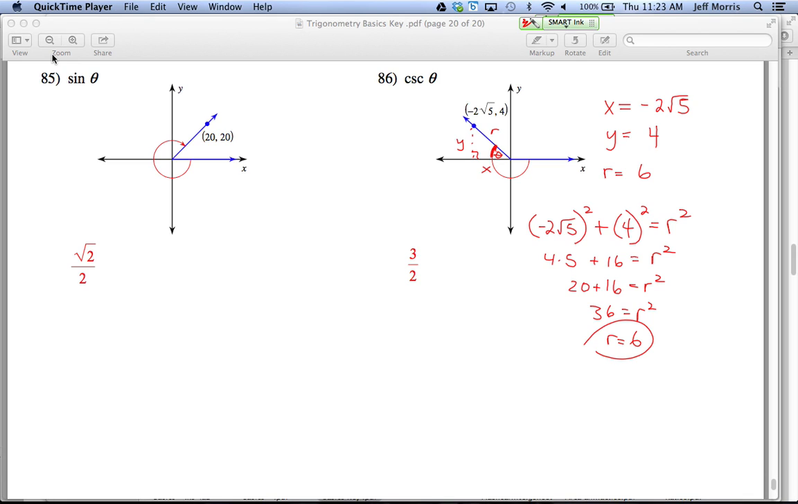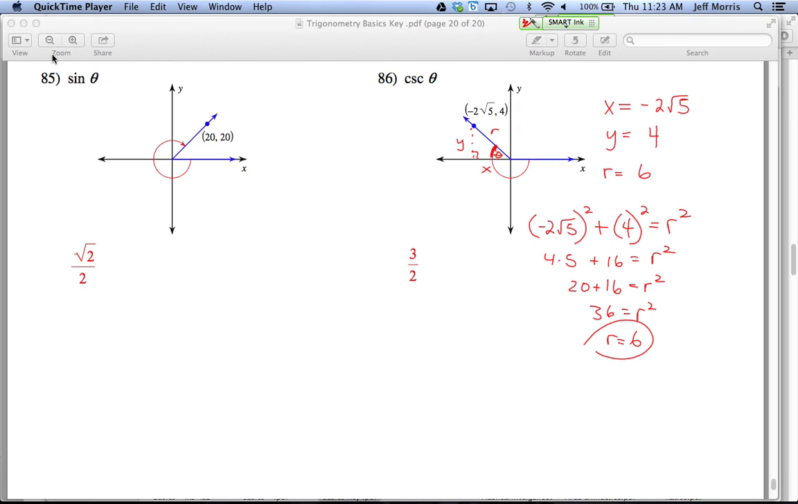Now I can find any ratio. So let me just go through some of these, because this is what you're going to do in your homework tonight. In your homework tonight, they're just going to say find all 6 trig ratios. They're just going to tell you what the point is. You're not even going to be given a diagram. Do you really need the diagram? No, because you know it's always a right triangle. So just write down x, y, go find r, use Pythagorean theorem. You don't even need to draw the triangle.